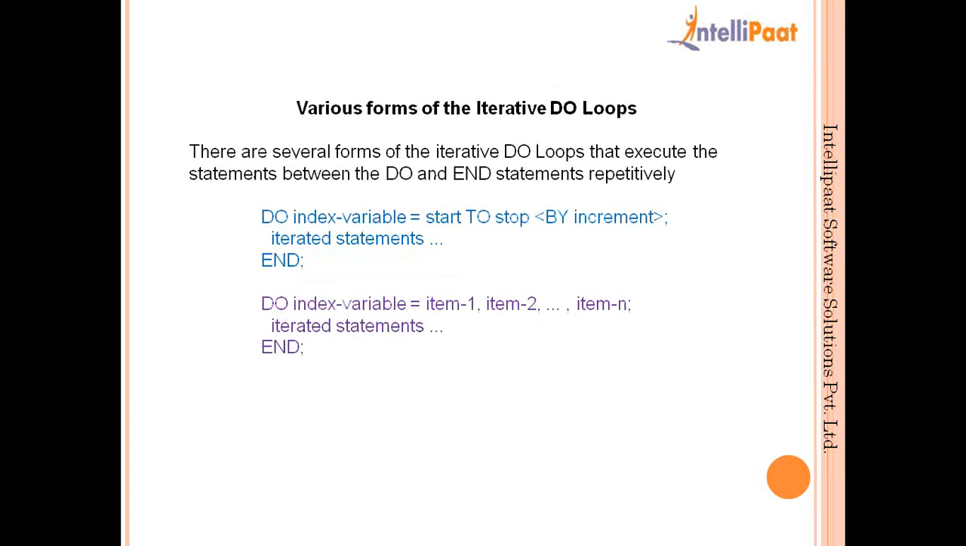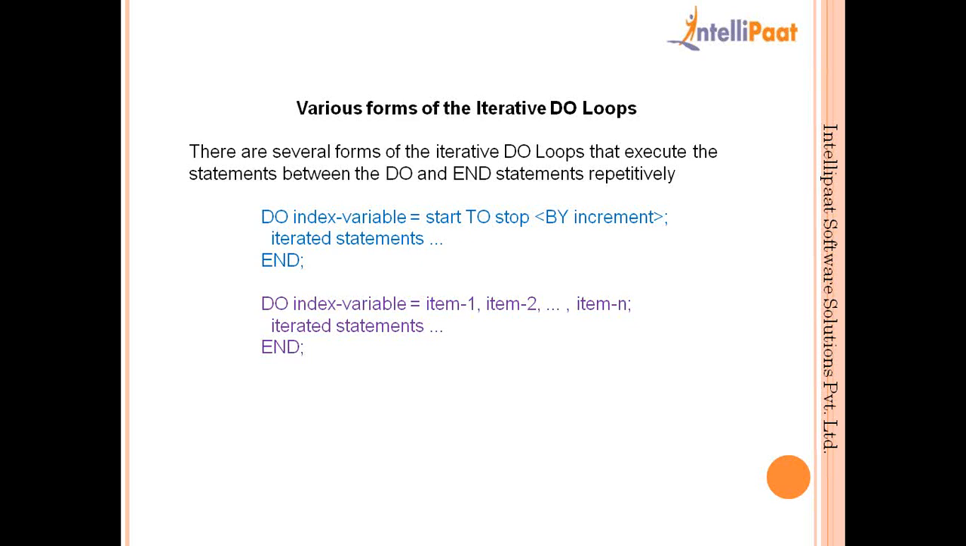There are several forms of do loop that can execute the statements between do and end statements repetitively. When I say between do and end, it means all the loops we are going to look at today start with the do keyword and end with the end keyword. You can see the first one given here: do index variable is equal to start to stop. Start to stop is nothing but the lower limit to the upper limit. This is what you need to give.